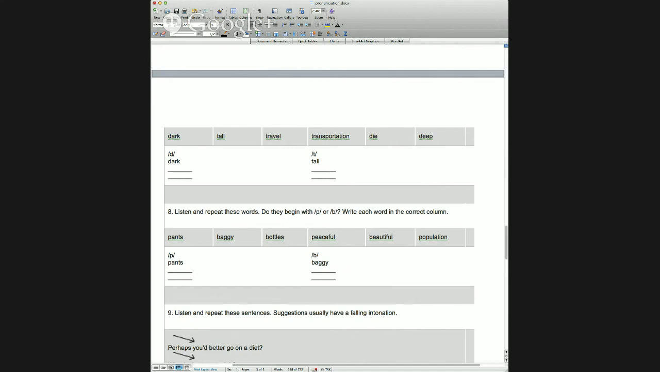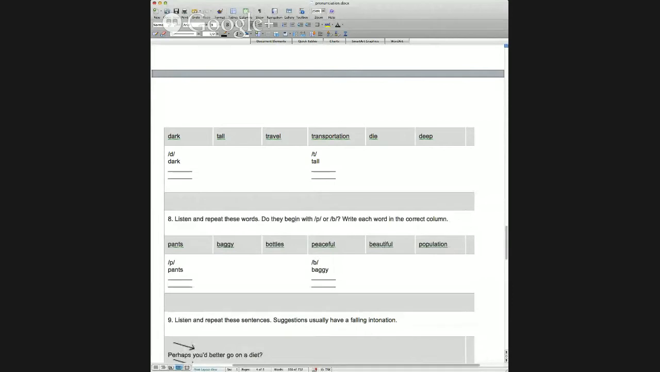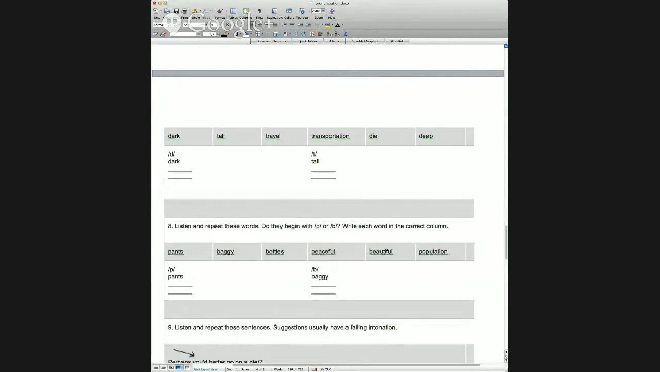Okay, good. So, but now what I want you to look at, to listen, this is easy because die and deep start with D. They go in this column, right? It's the D sound. A D versus a T. But it becomes difficult when the D or the T is at the end of the word, not as much in the beginning. So let me give you some examples.